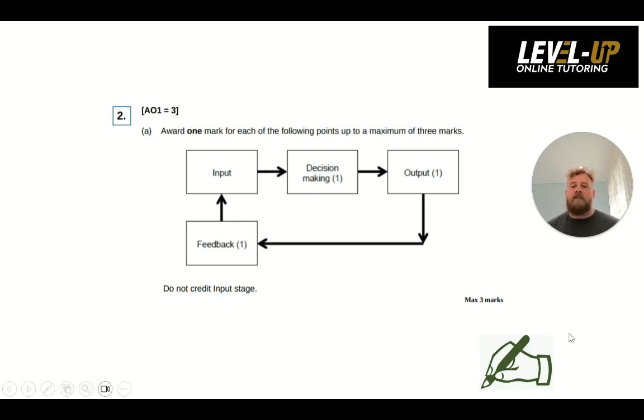So decision making to start off with. Output is the second, and then feedback. We need to make sure that these are all in the correct order. We also do not credit input because that has already been given to you as a response.